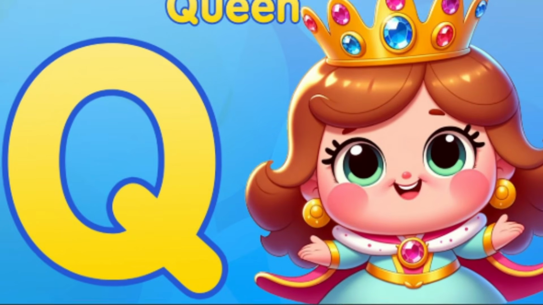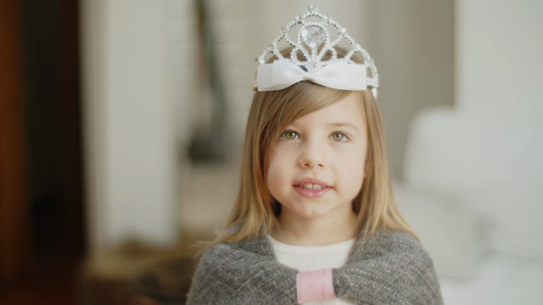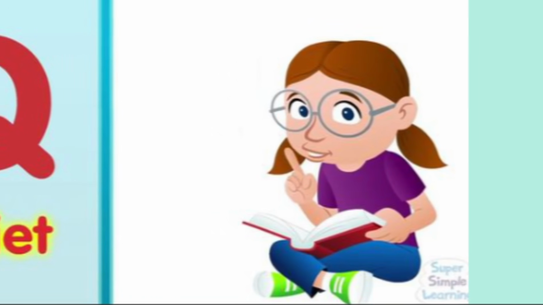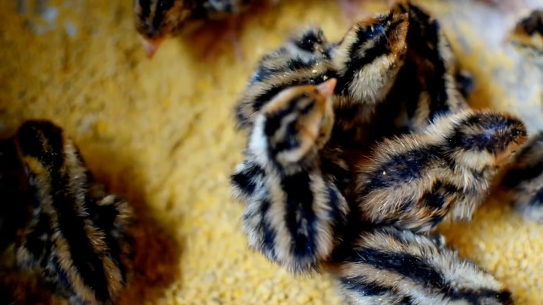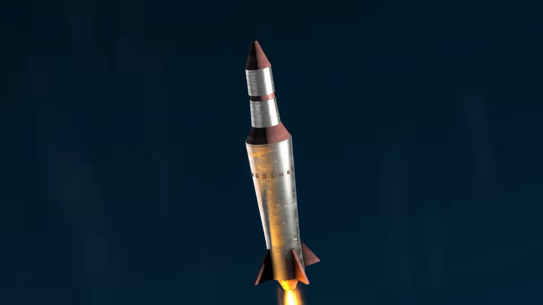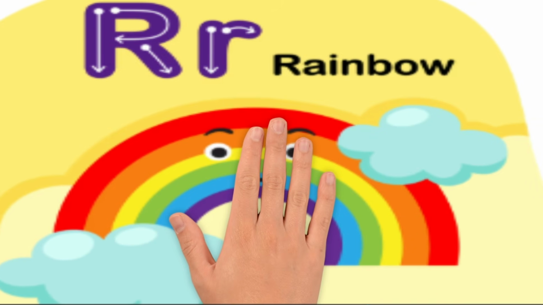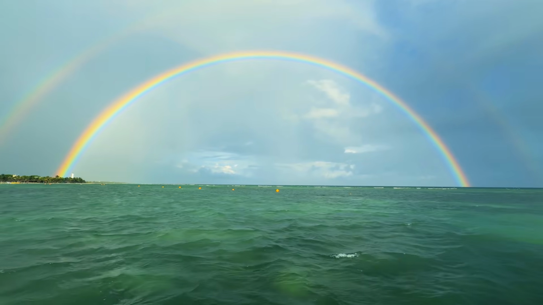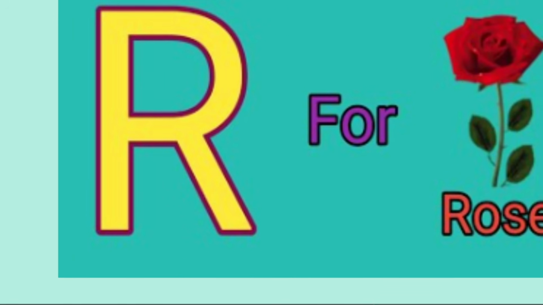Q. Q for queen. Q. Q for queen. Q. Q for quail. R. R for rocket. R. R for rainbow. R. R for rose.